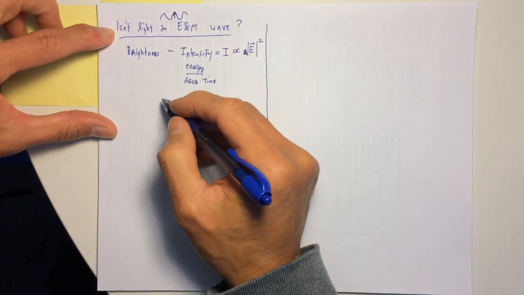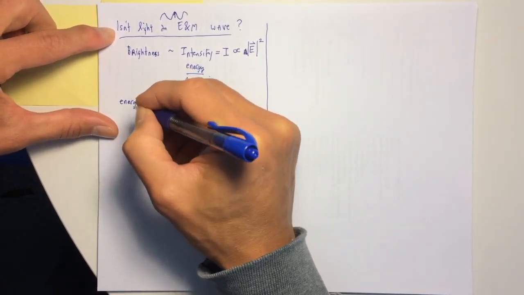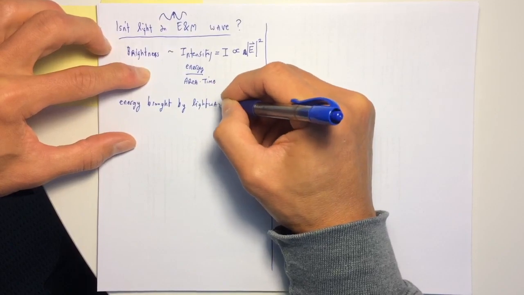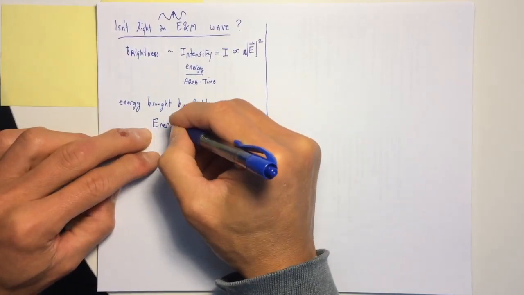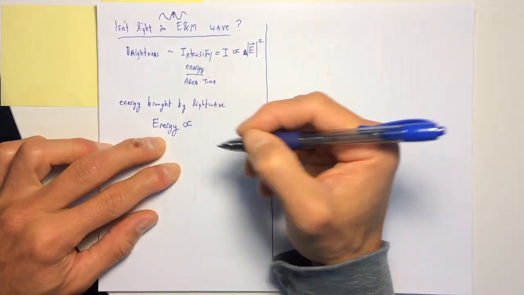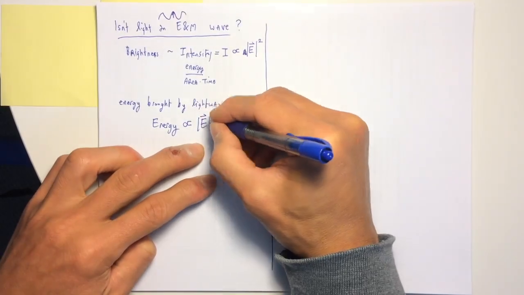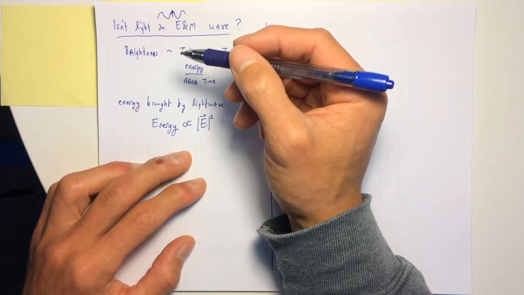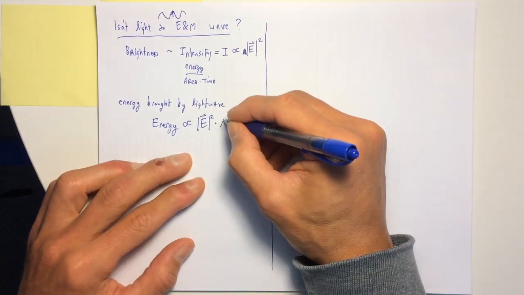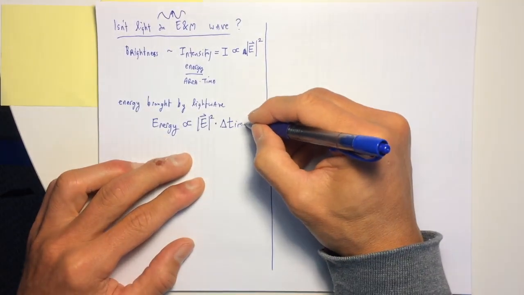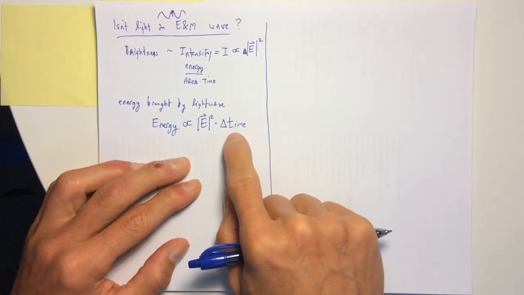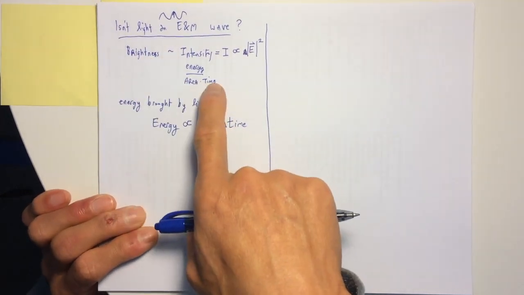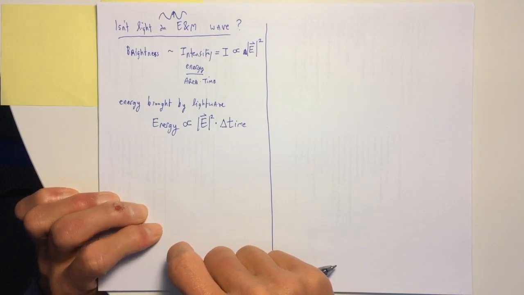So if we talk about the energy delivered by a light wave, this energy is going to be proportional to the amplitude of our electromagnetic wave squared, or to this thing I'm describing as brightness, but it's also proportional to how much time you wait. The longer you wait, for whatever brightness of light you have, the more energy on a particular area.